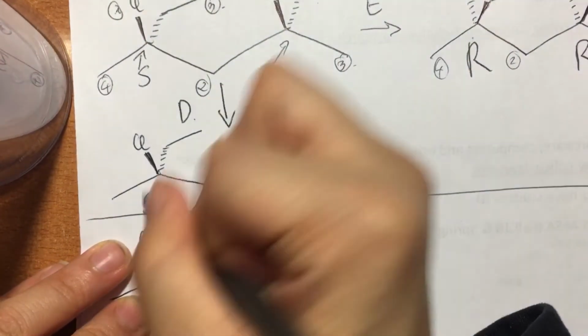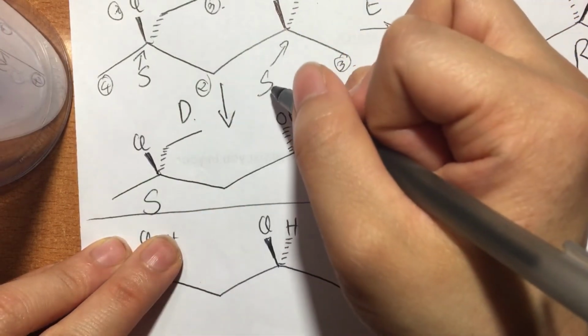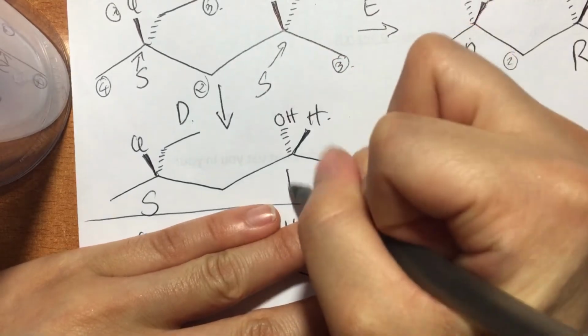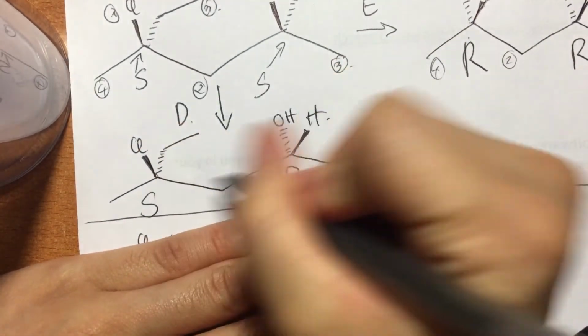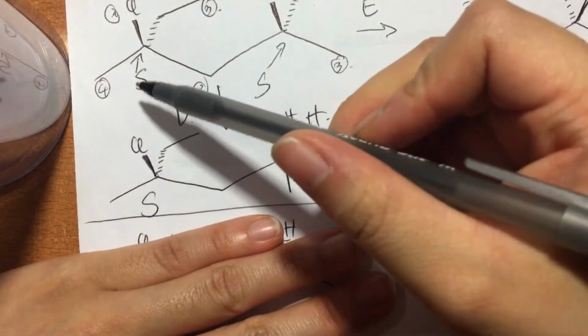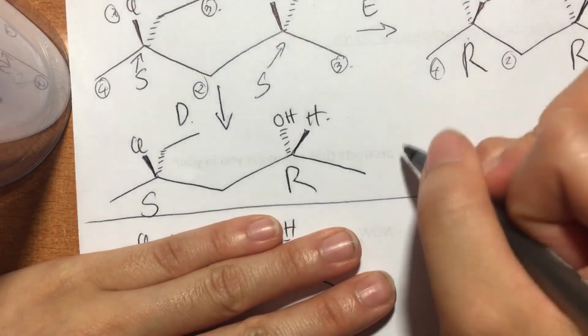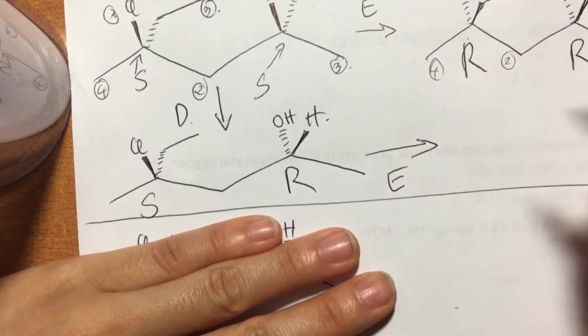And this is S, still the same, but this configuration, I already flipped it. So now this is R, not S anymore. You guys can check to confirm it's correct. We have S the same, but this S flipped to R. And also from here, we can go to enantiomers.